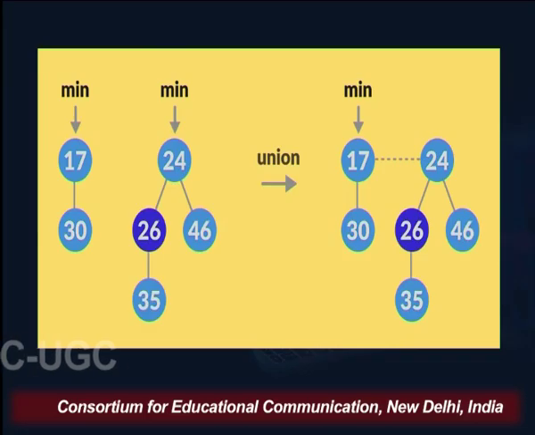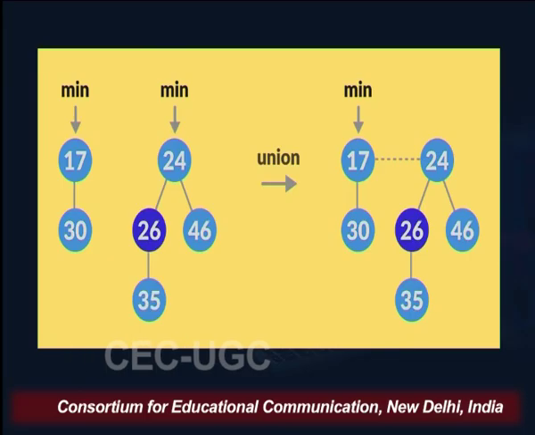So, 24 is there, then 26 and 46 and 35, and please notice that this 26 is actually a marked node among these H1 and H2. When we perform a union, we unite these root lists in order to make a new root list. So, the new root list has 17 and 24 as elements. With 17 there is a child 30, with 24 we have 26 and 46, and with 26 we have 35 also. So, this is what the structure will be after uniting the two heaps.